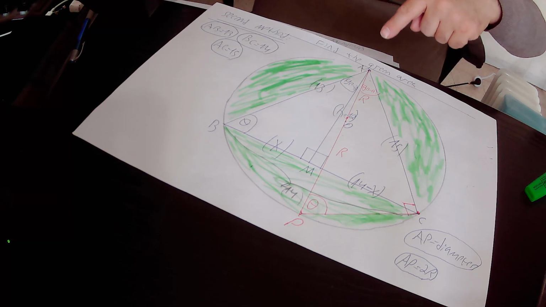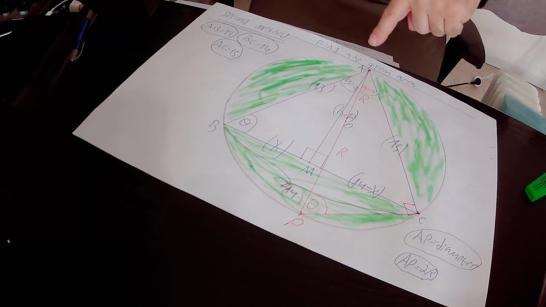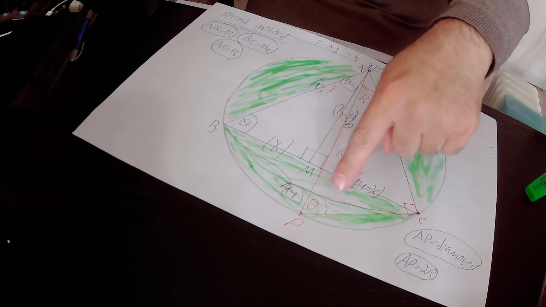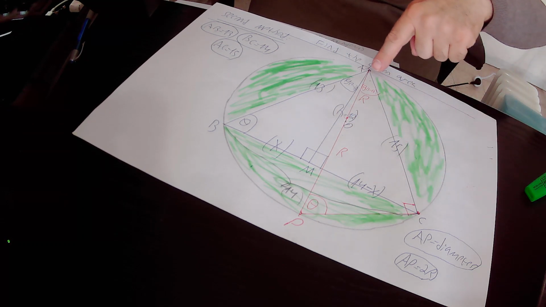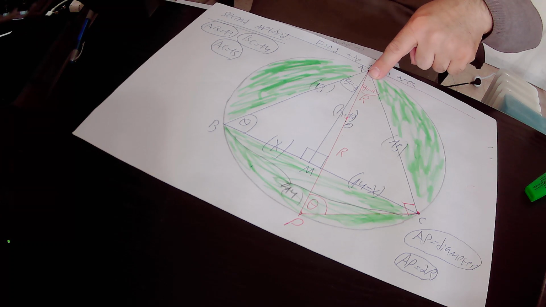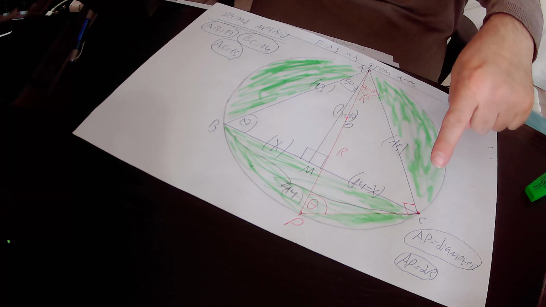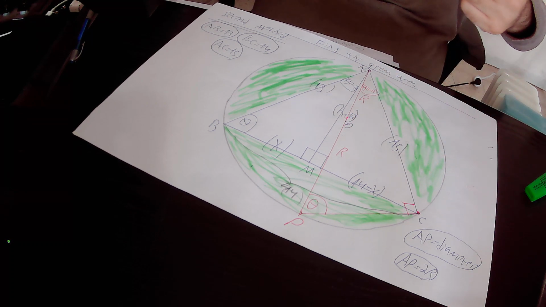Then we focus on the right triangle APC. In the right triangle APC, this angle equals theta, this angle equals 90 degrees, therefore the missing angle here must be equal to 90 degrees minus theta. Why? Because 90 degrees minus theta plus theta is 90 degrees, and 90 degrees plus 90 degrees is equal to 180 degrees. It is the sum of the angles in any triangle.